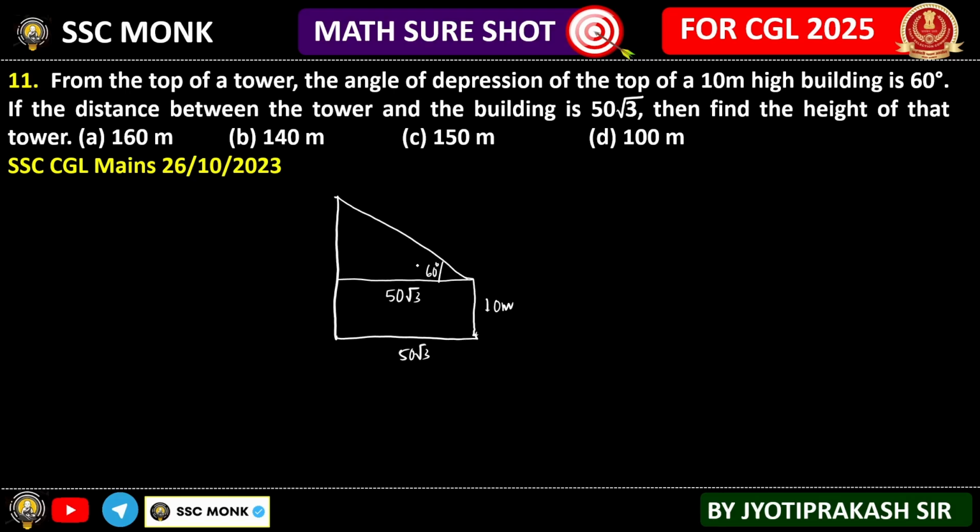So when this is 60 degrees, this side will be root 3, this will be 1, this will be 2. Yes or no? I taught you in the class. So if 50 root 3 is one part, the root 3 part will be 50 root 3 multiplied by root 3. Yes or no? That is equal to 50 into 3, that is equal to 150. Now what is this 150? 150 is this much distance and this distance is 10. So the total distance is 150 plus 10, 160 meters.